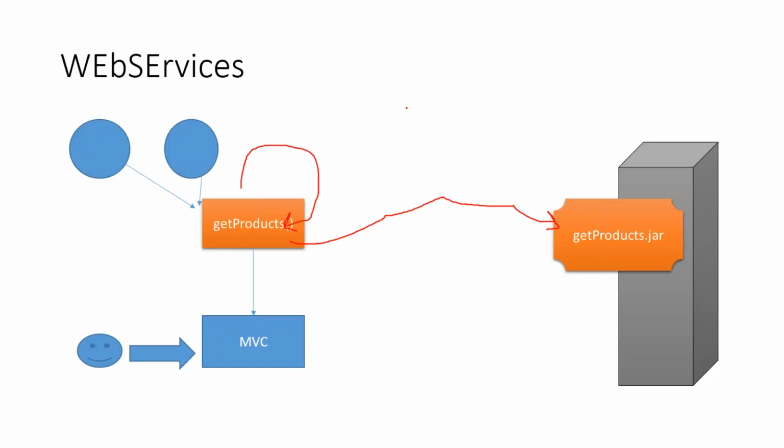Now, rather than that, you can write your code and make it available as a service. If you're making your code available as a service, whoever is interested can access it. Let's say you've got one more client over here, and if this client is interested in accessing the service, then he can also access it. It is as simple as that.